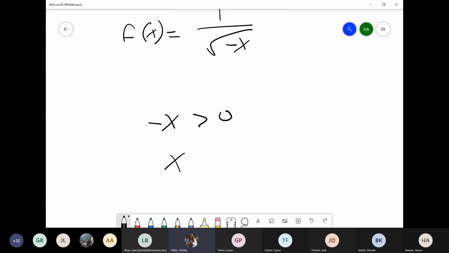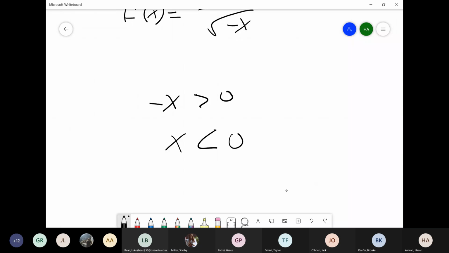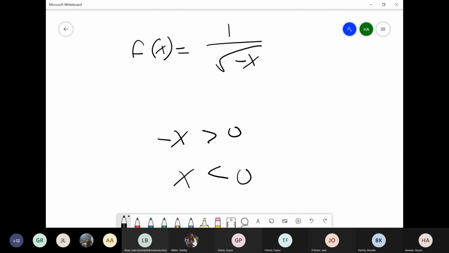Great. So if I divide both sides by a -1, we're going to get x. We're going to get 0. What happens to my sign when I divide by a negative? It flips. Perfect. So now negative x is greater than 0. We have x is less than 0. So what that tells us then is that the domain of this function is all negative numbers.